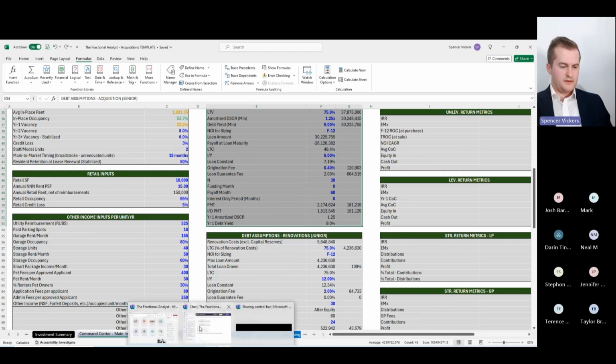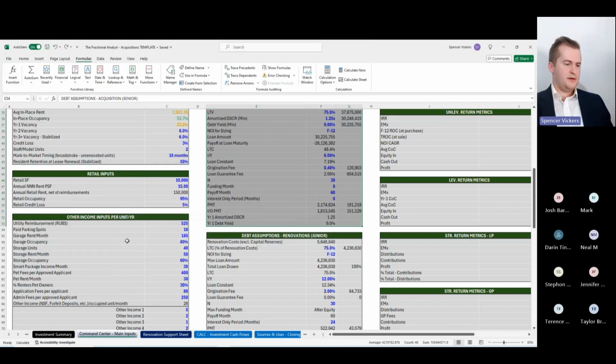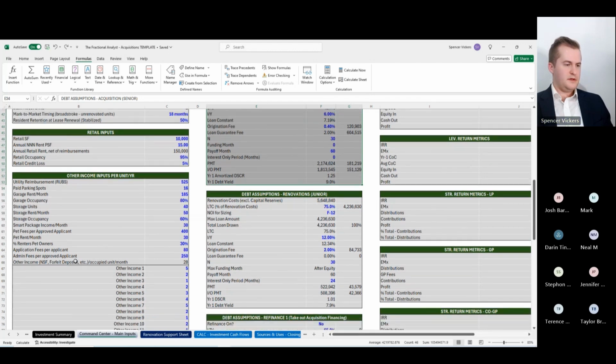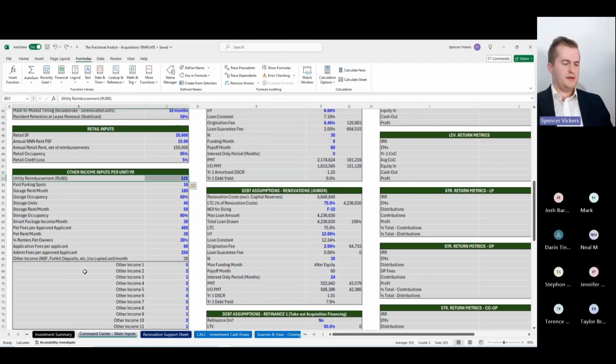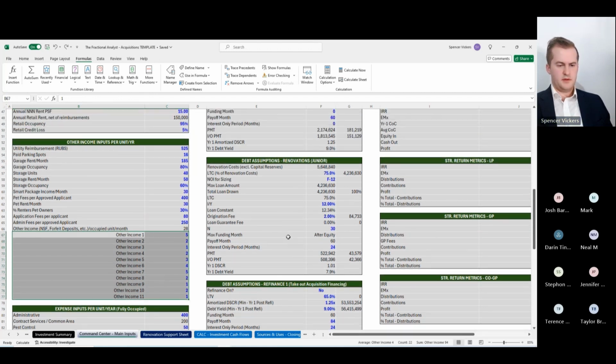I want to come back to over here just to make sure I haven't missed anything. Neil asked, are there other charges on the rent roll deposit outside of the amenity fee calculated somewhere? For example, utility charges, late payments, etc. So yes, that would be included in the other income section. That would be like utility reimbursement for RUBS, or you can specify particular other income items. It's a great question.